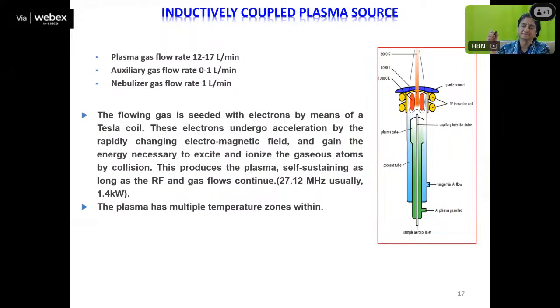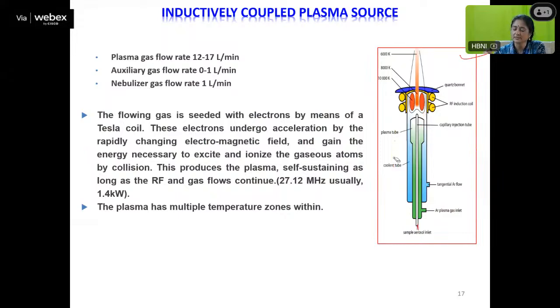Now this is a typical picture of a plasma. This is your plasma torch, which is made up of quartz. From this to this, it is a plasma torch made of quartz, in which you can see there are 3 concentric glass tubes. This is one, this is the second, and this is the third glass tube. So these are the 3 glass tubes in the plasma torch.